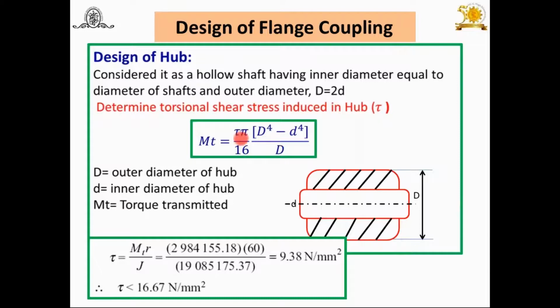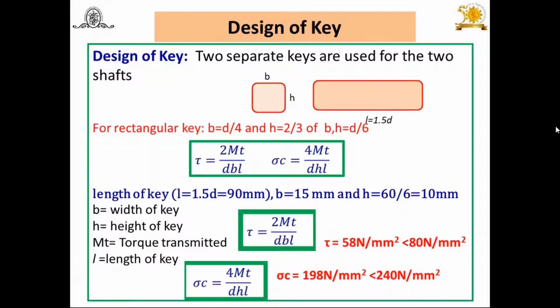So in the hub case only, what you have to do is find out torsional shear stress by using this expression, considering it as a hollow cylinder or a sleeve, or a hollow shaft. That's all. This is about the design of the hub. Now let us see the design of the key. Again, you know very well how to design the key.